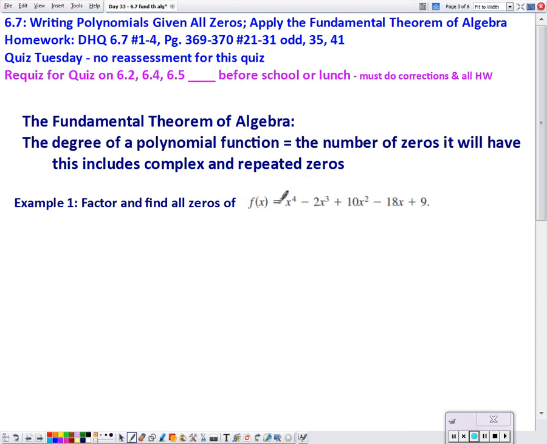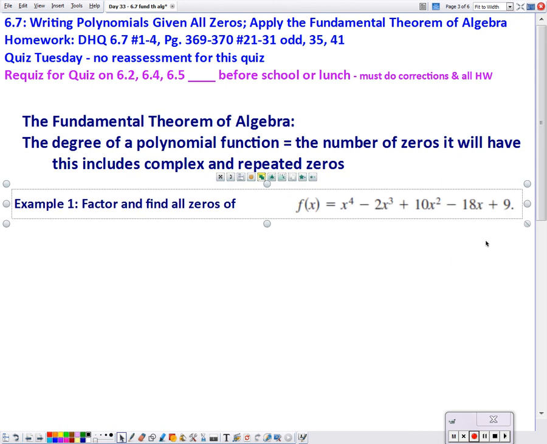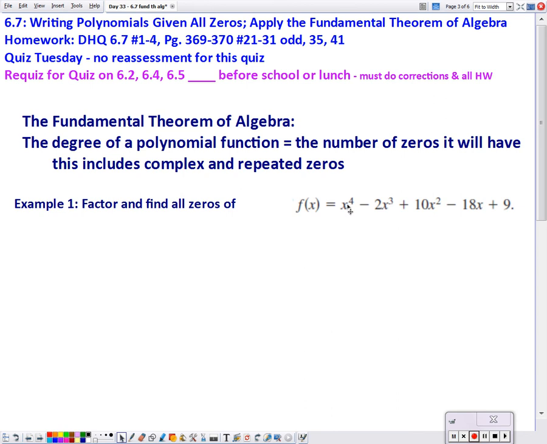You are going to find that today's lesson is not going to be a whole lot different than previous days' lessons. So let's take a look. Factor and find all the zeros of this 5-term polynomial. Well, it's got 5 terms, which means we cannot factor it by grouping, which means we've got to start off with the rational root theorem once again.